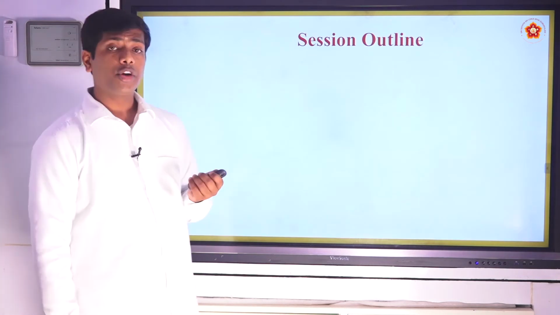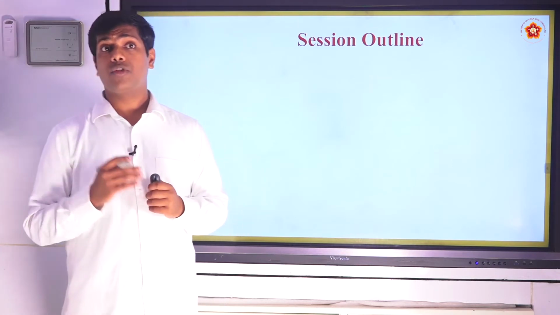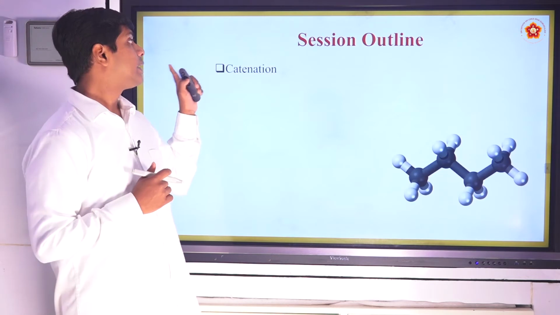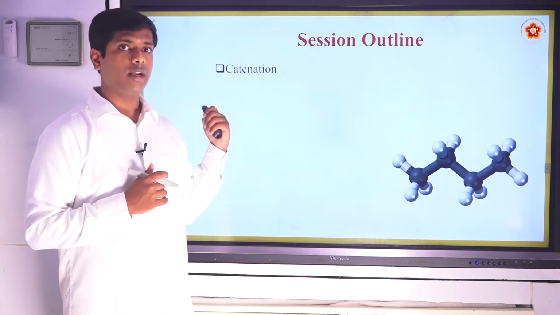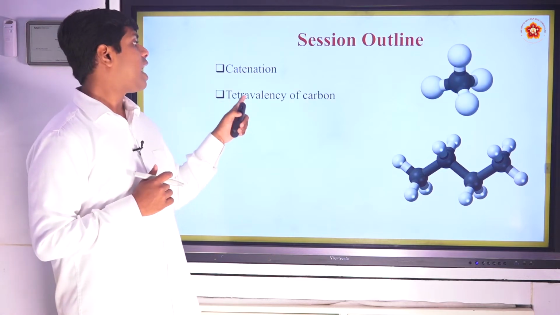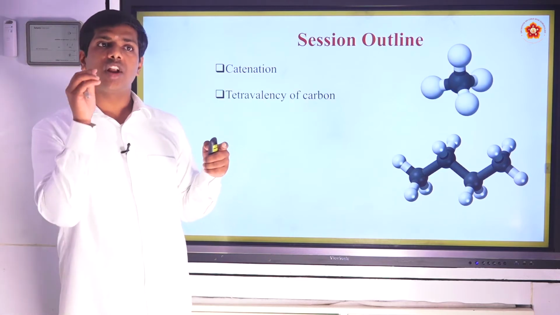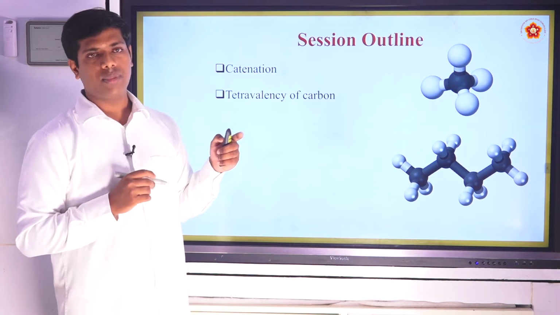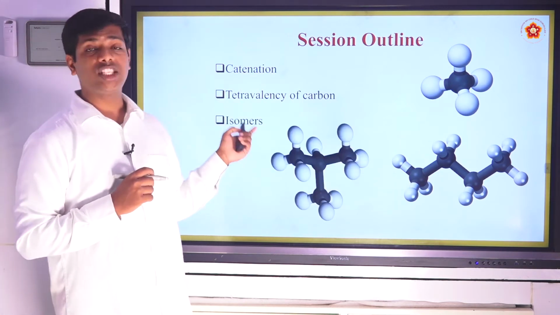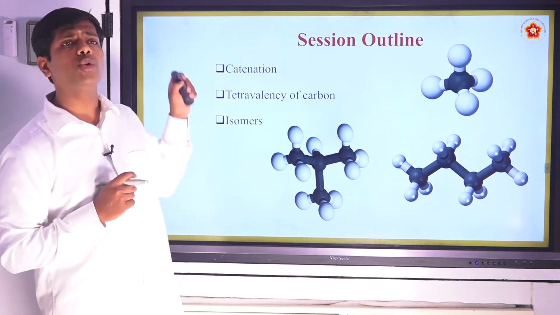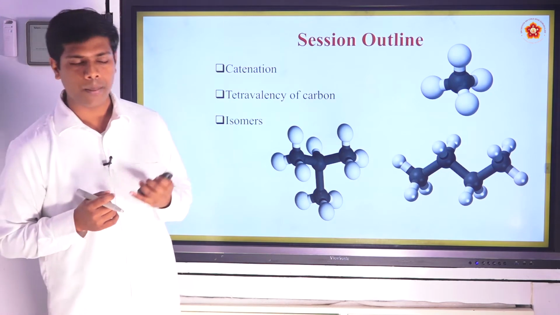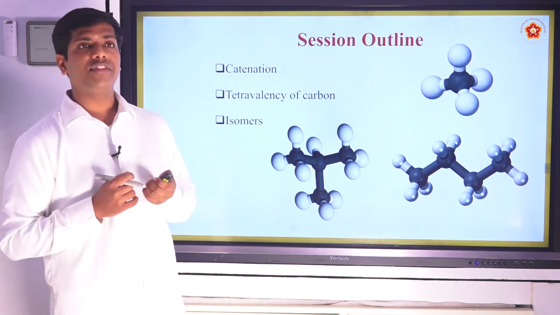Next, in today's class we are going to discuss some very important properties. That is catenation, a very unique property of carbon. Next, tetravalency of carbon, a very important topic, and also isomers. These 3 are very unique properties of carbon that we are going to discuss today. Before that, let us look at the definition of catenation.